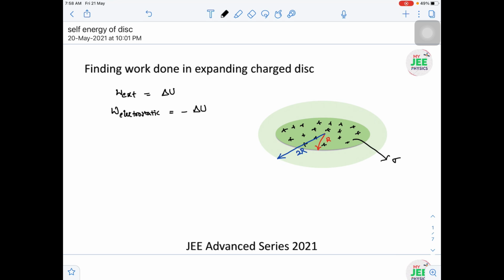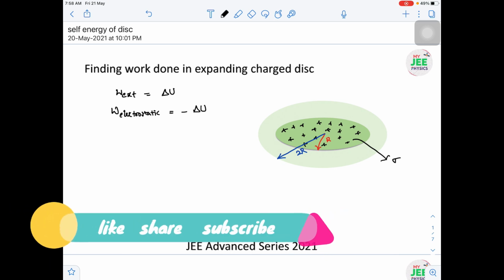So here work done we can find out by finding the change in potential energy of the configuration. That is, I think, an easier method than forces. Force is very tough because you have to find out the field, force, displacement and integration. A lot of things are there, which I feel are really tough. I don't know if anybody is trying it that way or not.